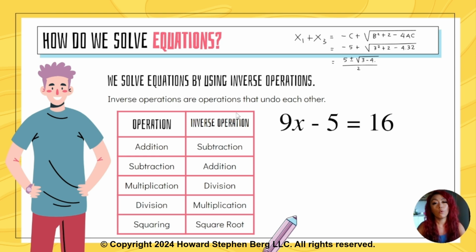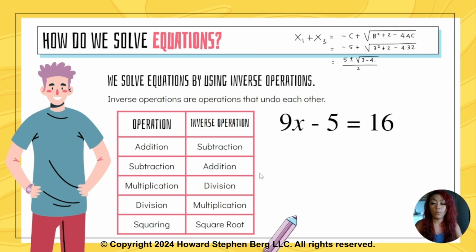So how do we solve equations? We solve equations by using inverse operations. Inverse operations are operations that undo each other. So the goal is, when solving an equation, to isolate the variable to find its value. And in order to isolate the variable, we have to undo everything that's being done to it.